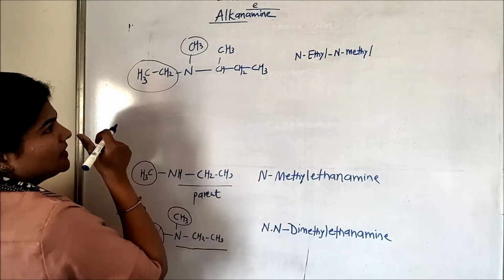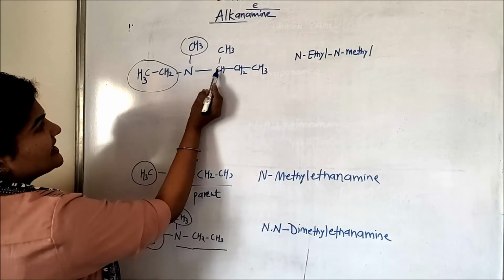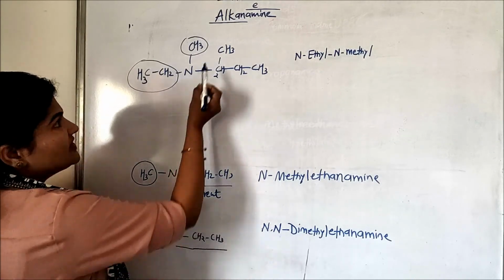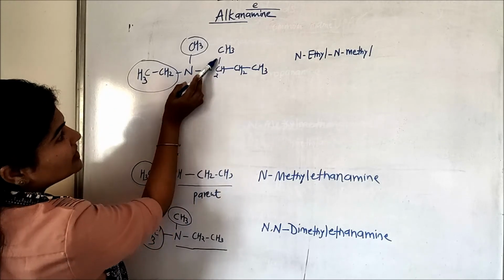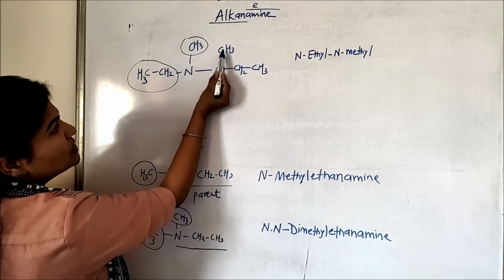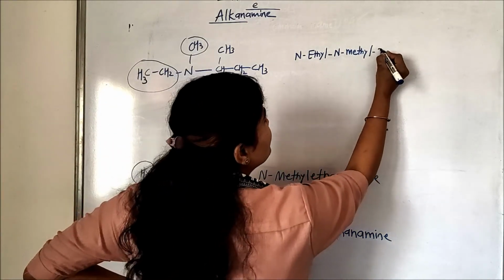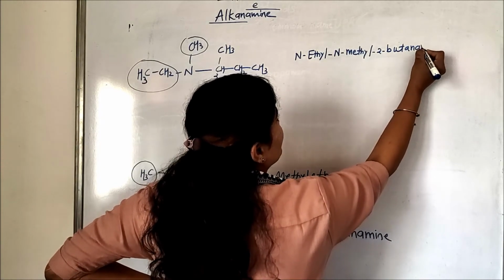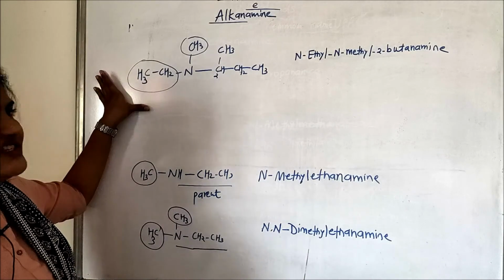Okay. Now on the second carbon this nitrogen is attached. So what we will do, 2-butanamine will be our parent. See, 1 2 3 4, 2-butanamine is our parent. So N-ethyl, N-methyl, 2-butanamine will be the correct IUPAC name for this structure.